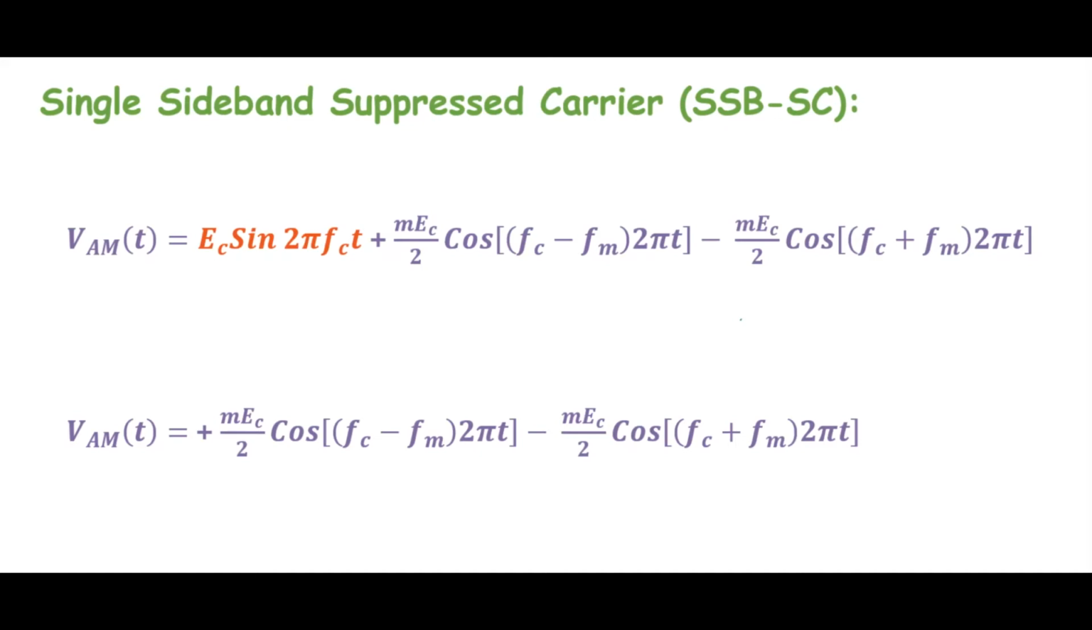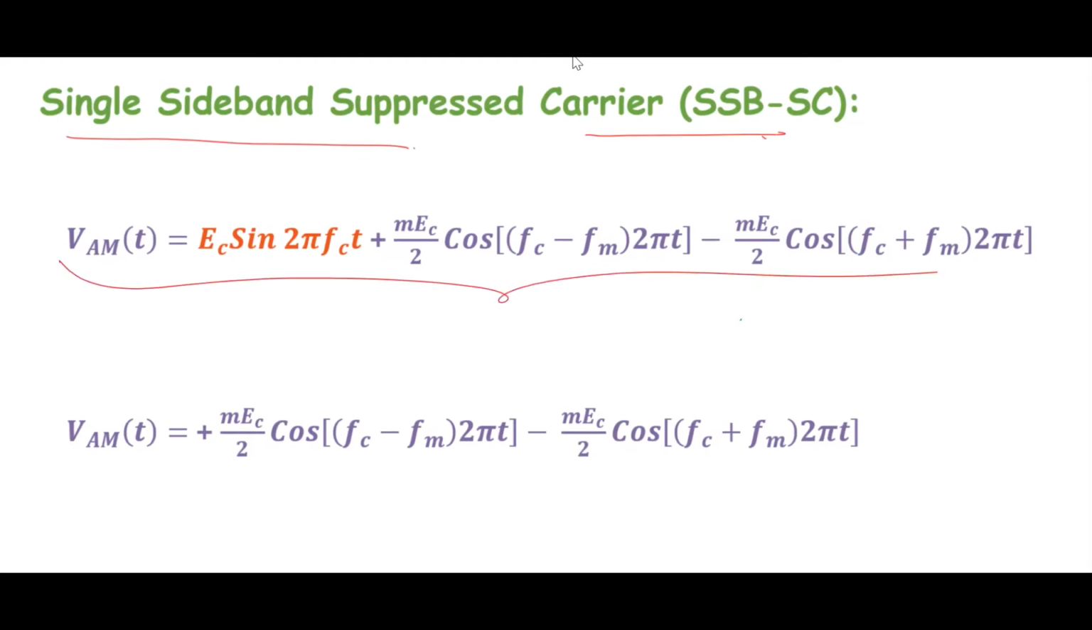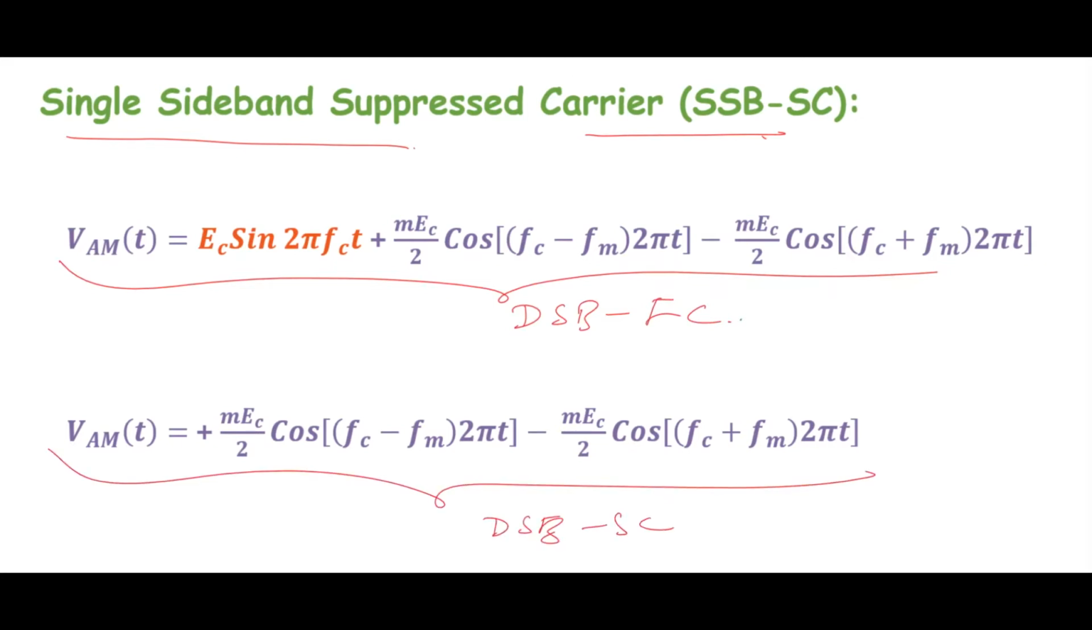Hello everyone. Today's topic of discussion is single sideband suppressed carrier system. So far we have seen two different techniques of AM generation. One is double sideband full carrier system and another one we have studied is double sideband suppressed carrier system.